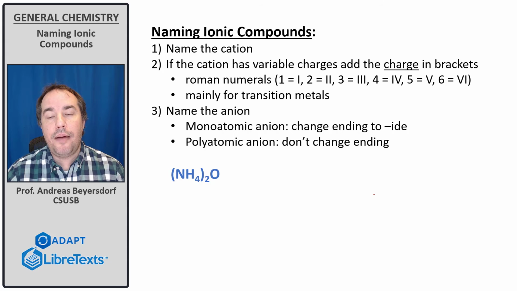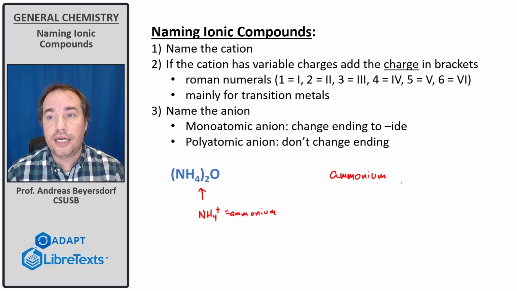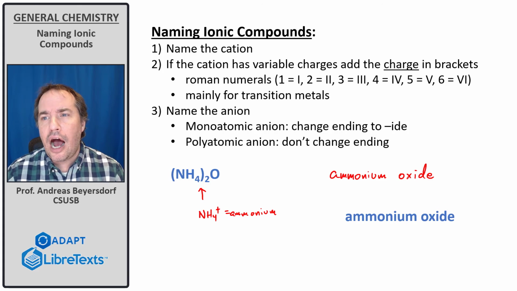Now let's look at some polyatomic ions. So let's say we have (NH4)2O. Well, NH4+ is ammonium. So we start off by writing down the cation, ammonium. If it's a polyatomic cation, you do not have to put the charge in brackets because ammonium is always 1+. And then we go ahead and we name the anion. This would be ammonium oxide. Oxygen is monatomic, so we change its ending.